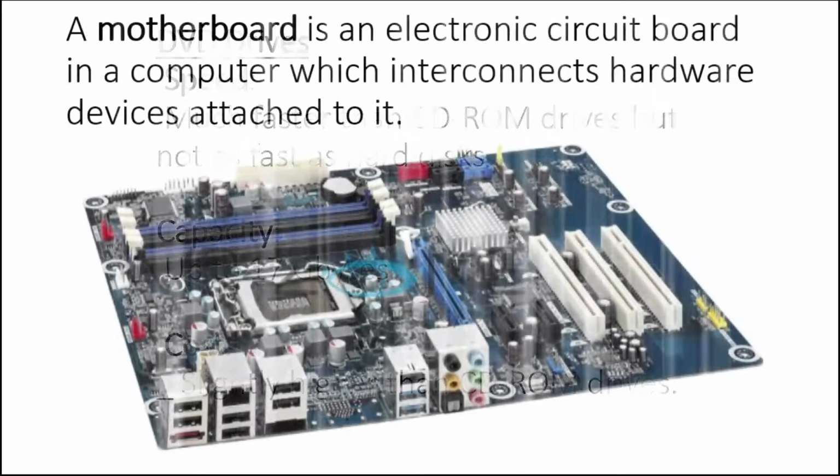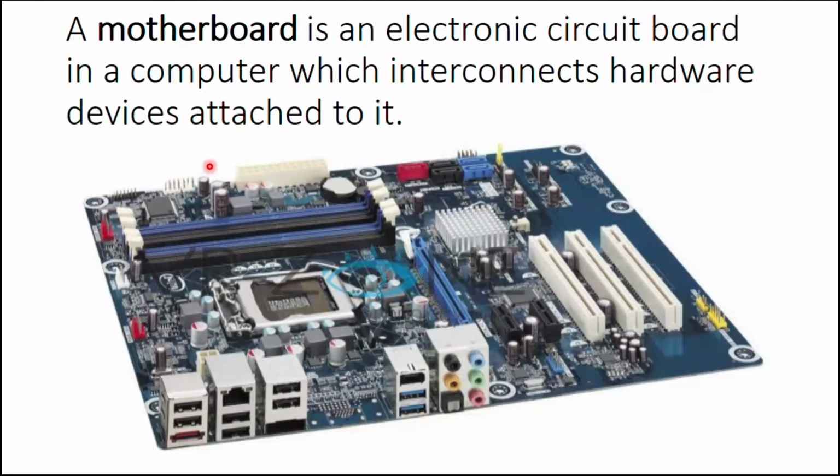Now we are going to see a motherboard. What is a motherboard? A motherboard is an electronic circuit board in a computer which interconnects hardware devices attached to it. Here the image shows you a motherboard. For example, here we have many electronic components. Here we have the memory slot where the RAM memory should be inserted. There is also another component, a CMOS battery. Here is the place where the processor or CPU will be inserted.